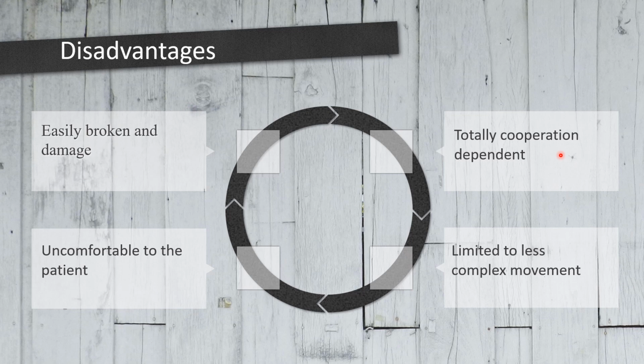Also, limited movement can be achieved by the removable appliance because it only provides a tipping movement of a single or two or three teeth, and rotation and minor intrusion and extrusion, while the fixed appliance can provide more complex movements such as bodily movement, torquing movement, and multiple teeth can be moved by the fixed appliance.